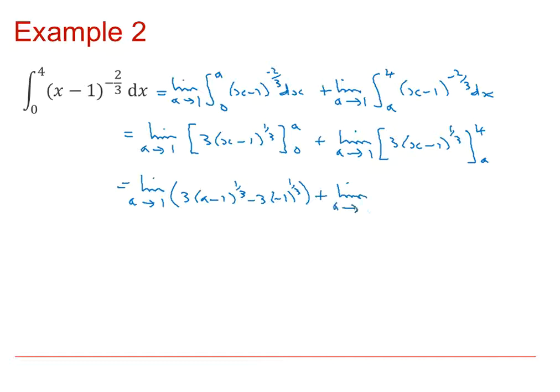And then moving on to the second integral, subbing both limits in. So subbing in the 4 is 3 times 3 to the 1/3, minus, and the bottom limit going in, 3 (a minus 1) to the 1/3. Now, as a approaches its limit of 1, a minus 1 will approach 0, and therefore the integral becomes convergent, and the integral will converge on the value 3 plus 3 times 3 to the 1/3.